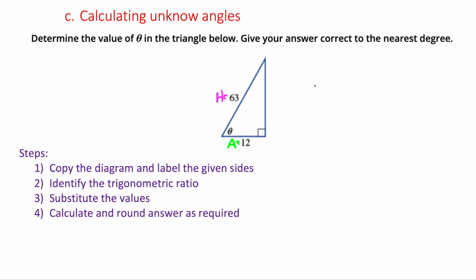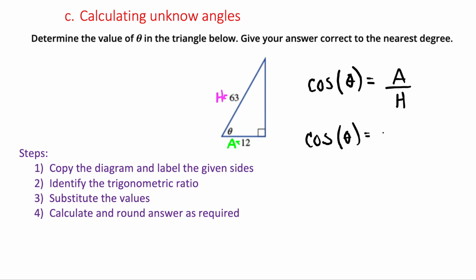So let's write it here. Cosine of theta is going to be equal to adjacent over hypotenuse. So cos of theta is going to be equal to adjacent, which is 12 over 63. And what do we do now? How do we solve for theta?